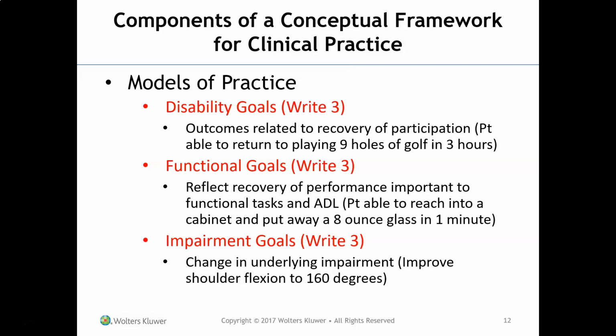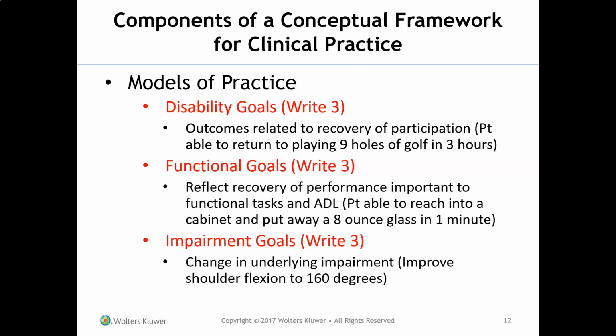Do you see how specific that is? What is the patient able to do? What are they going to do it with? And how long is it going to take them? If you don't have that in your goals, then that's not a measurable goal. If you just put patient able to reach into a cabinet, well, I don't know what they're reaching for and how long it's going to take them to do it. So make sure that it's time specific, very specific.